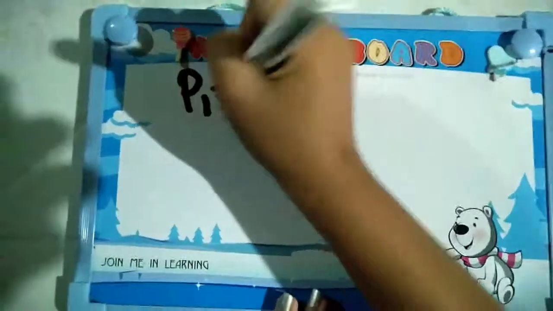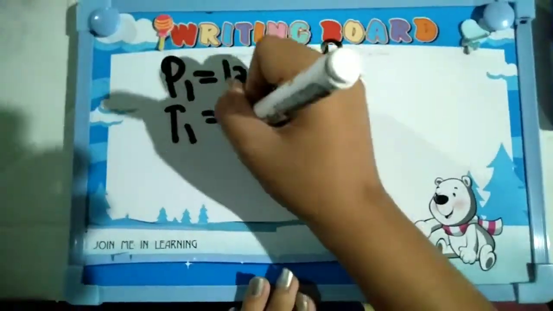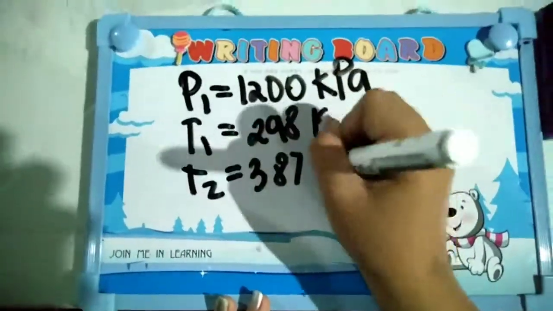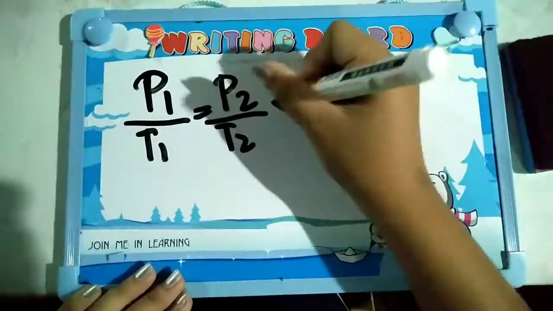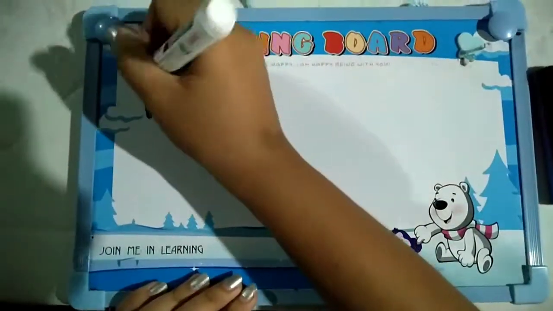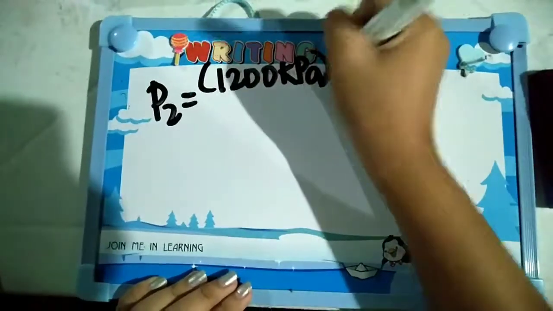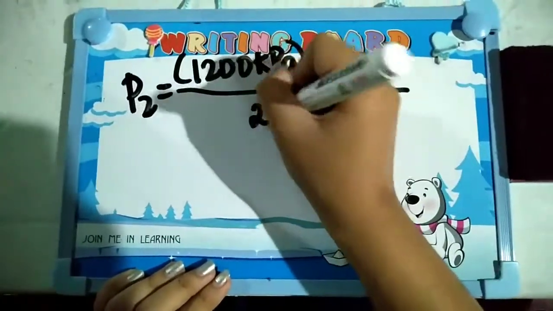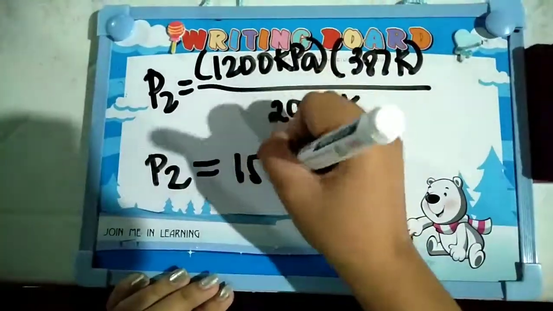The given are P1 is equal to 1200 kilopascal, T1 is equal to 298 Kelvin, and T2 is equal to 387 Kelvin. But since you are looking for pressure 2, the formula would be pressure 1 times temperature 2 all over temperature 1. Multiply 1200 kilopascal to 387 Kelvin divided by 298 Kelvin, which is equal to 1560 kilopascal, or the pressure 2.